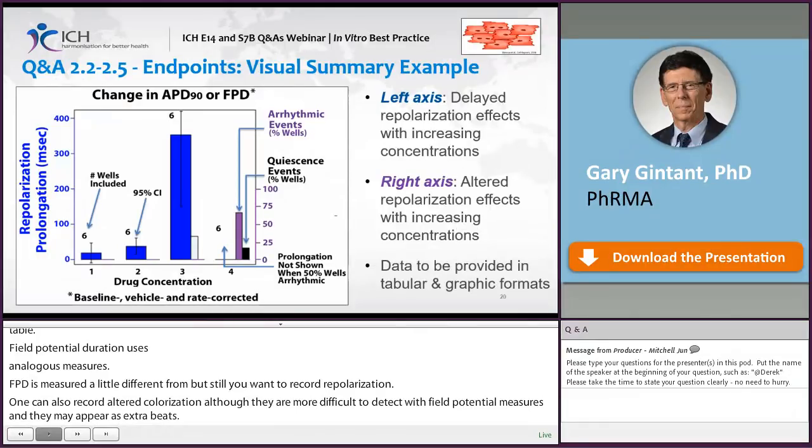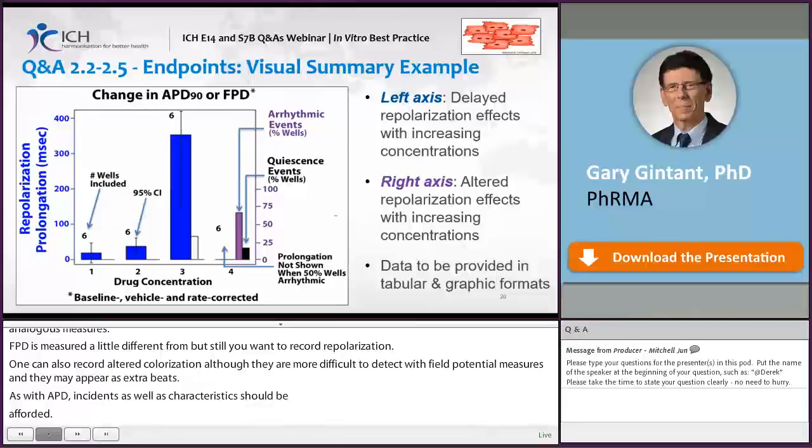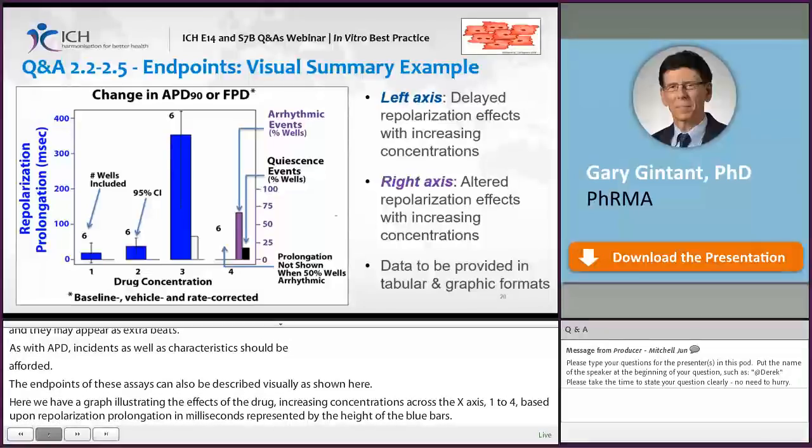The endpoints of these assays can also be described visually as shown here. Here we have a graph illustrating the effects of a drug, increasing drug concentrations across the x-axis 1 through 4, based upon repolarization prolongation in milliseconds. It's represented by the height of the blue bars. And we have, with increasing drug concentrations 1, 2, and 3, greater prolongation. The bars also have error bars indicating the variability associated with the measurement.